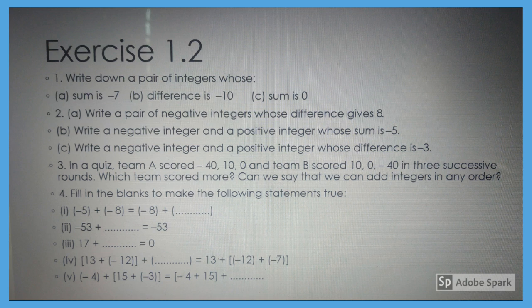Now the fourth question is, fill in the blanks to make the following statements true. First one is -5 plus -8 is equal to -8 plus dash. Second one, -53 plus dash is equal to -53. Third one, 17 plus dash is equal to 0. Fourth one, 13 plus -2 plus dash is equal to 13 plus -12 plus -7. Then, -4 plus 15 plus -3 is equal to -4 plus 15 plus dash. So these are all the questions of exercise 1.2 from your NCERT textbook, and let's go and see the answers, guys.